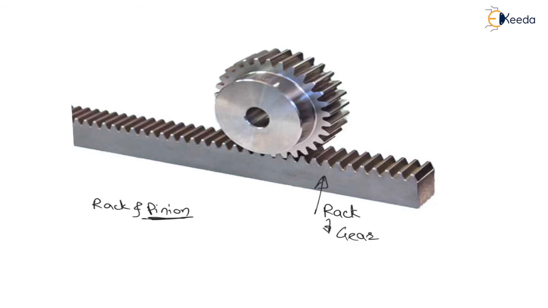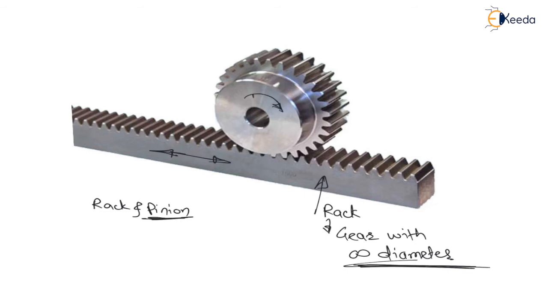We can say a gear with infinite diameter has no rotation, only linear motion. The rack is moving only linearly, right? There is only translation motion for the rack. And my dear students, the pinion is rotating.